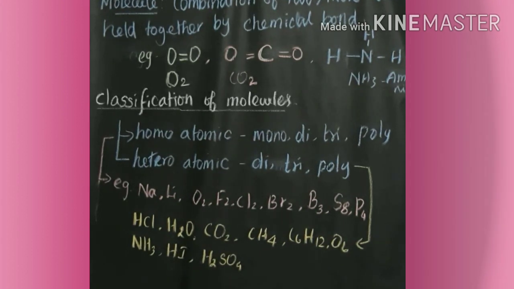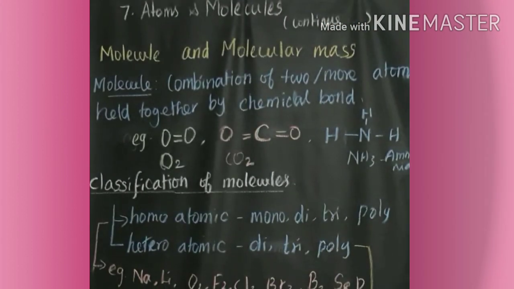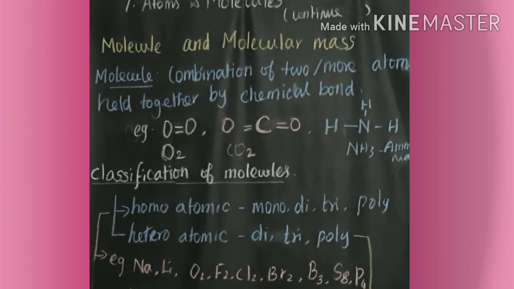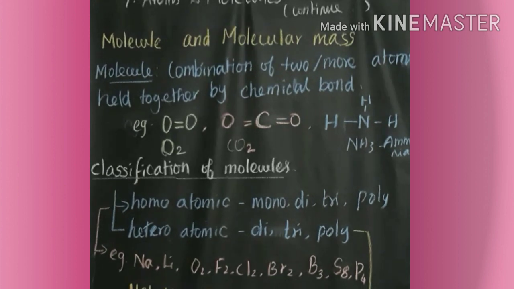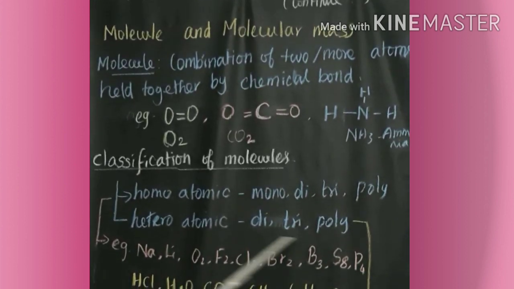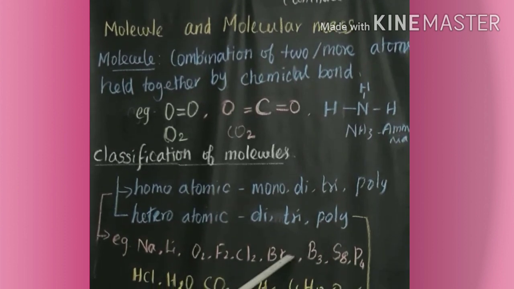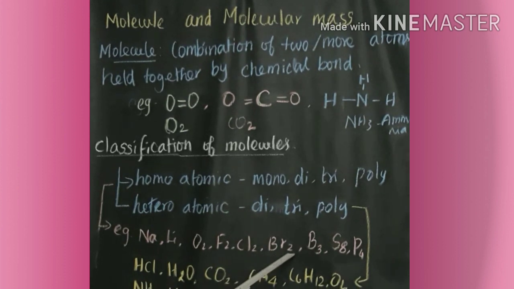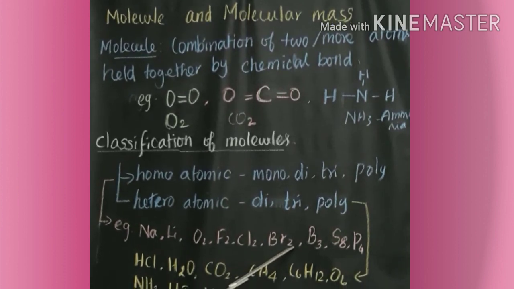What is atomicity? The definition of atomicity is nothing but the number of atoms present in a molecule. It is very, very important. Now we can find the atomicity of all these elements. Let us see what is the atomicity of bromine. The bromine is Br2. Okay, the atomicity here is 2.